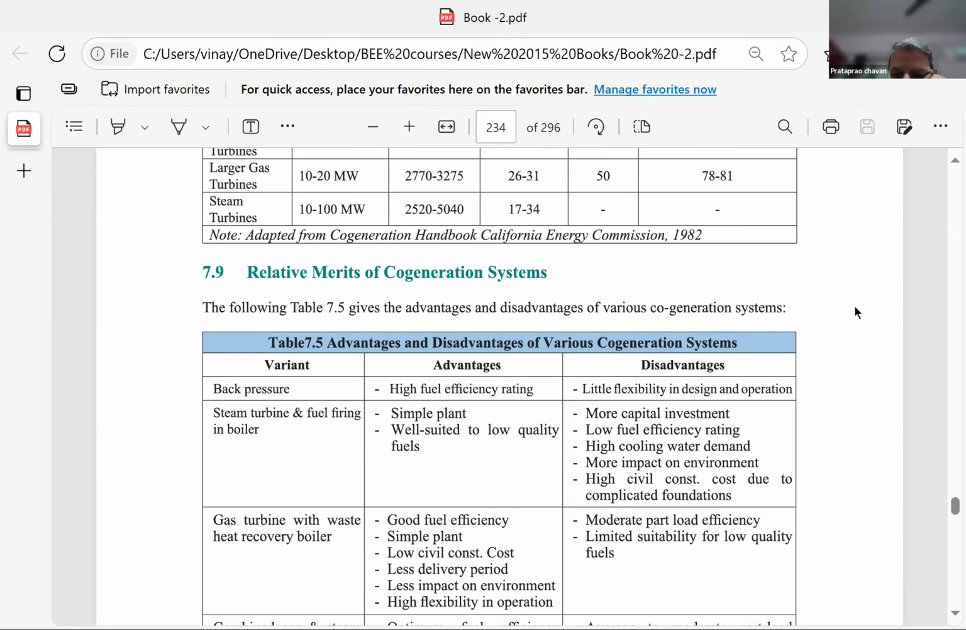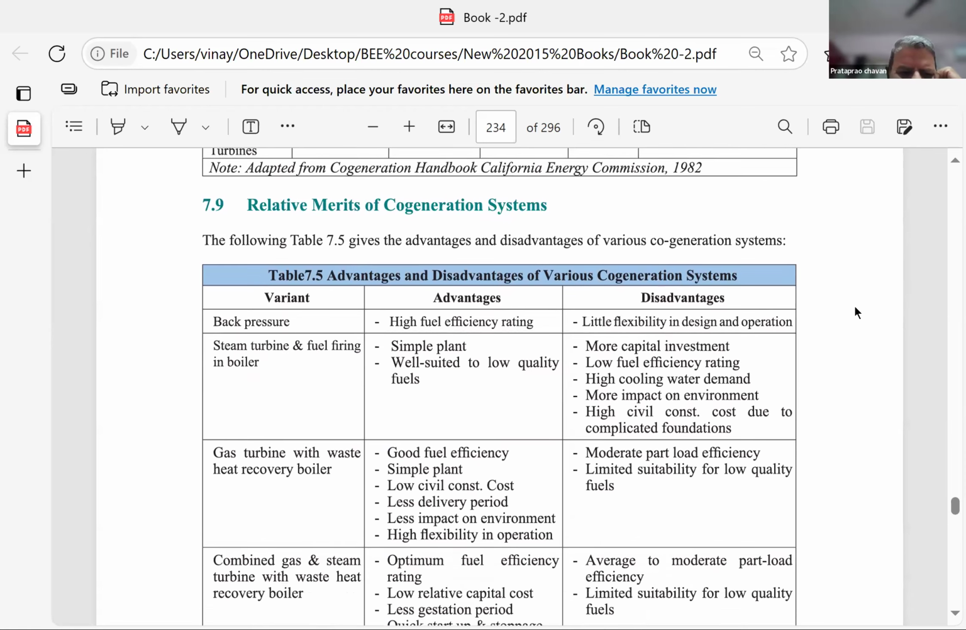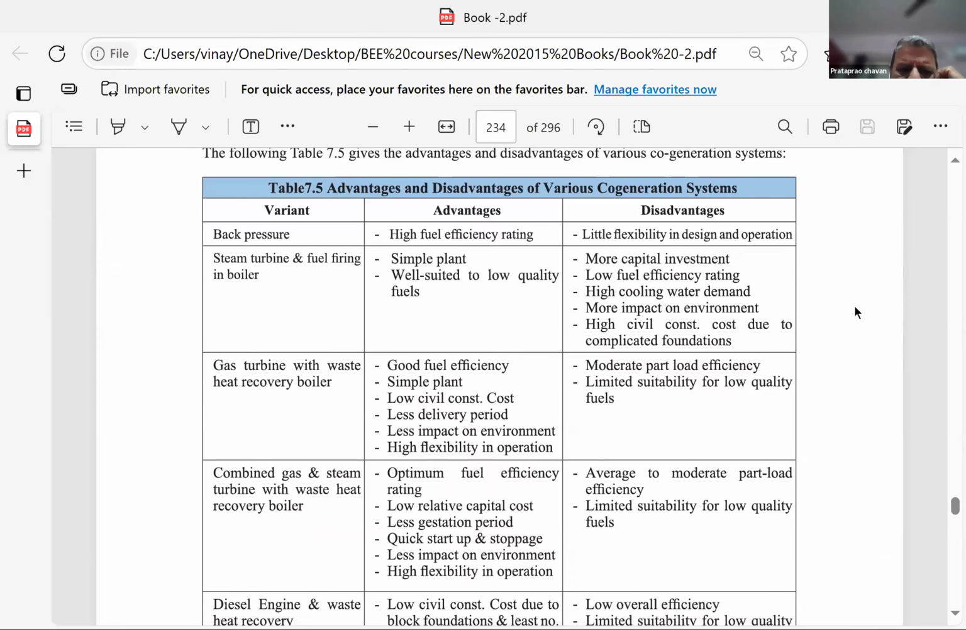Then relative merits of cogeneration systems. It's comparative. What is the advantage? What is the disadvantage? You read through this: steam turbine and fuel firing in boiler. High fuel efficiency rating if it is a back pressure turbine. If it is a steam turbine, it's a simple plant, well suited to low quality fuels. What are the disadvantages? More capital investment, low fuel efficiency, high cooling water demand.